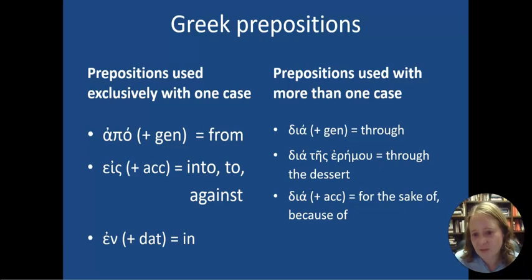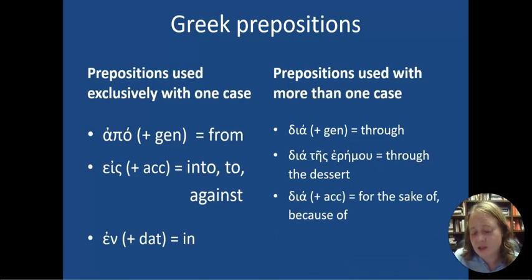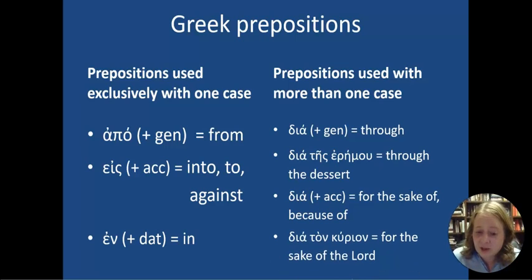Here's one of those that becomes a big deal. You have this word dia. Let me back that off so you can see it. Dia plus the genitive case means through. So when you have a phrase like dia tes eremou, through the desert. But if dia is used with the accusative, it means because of or for the sake of. And so you'd have something like dia ton kurion, for the sake of the Lord. Through and for the sake of mean totally different things. It's because the phrase now takes on a meaning. There are a few words in which this occurs, and they are common words.